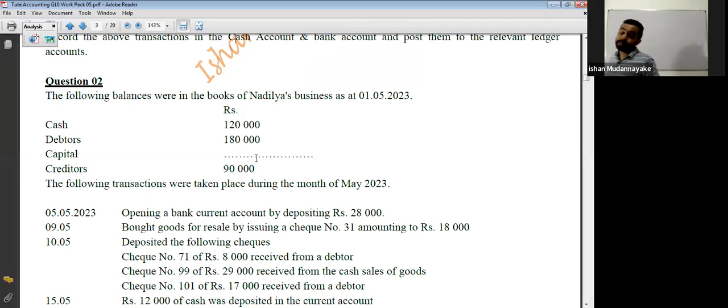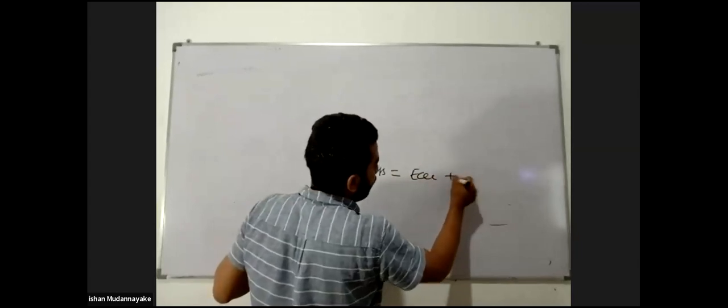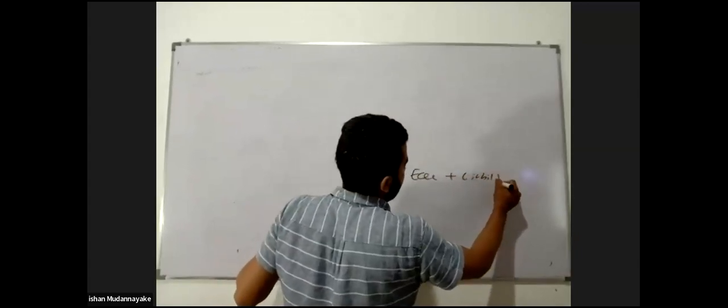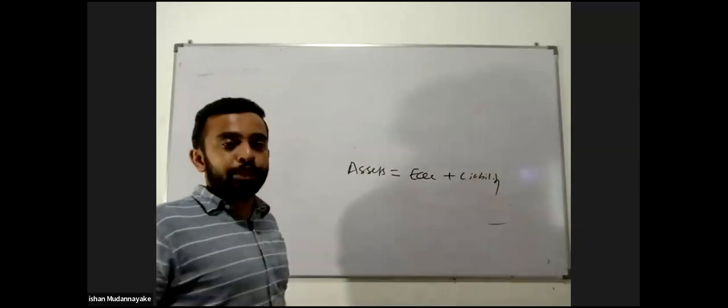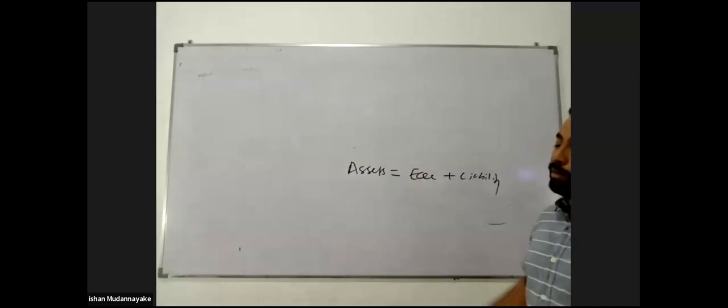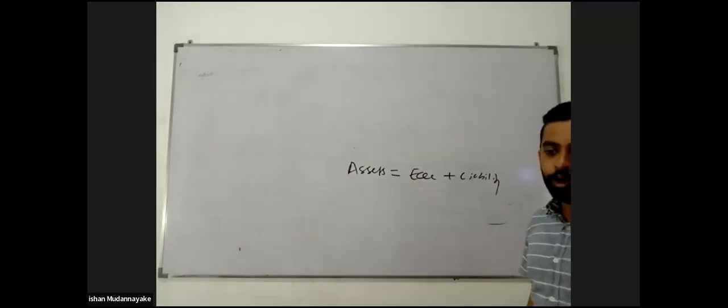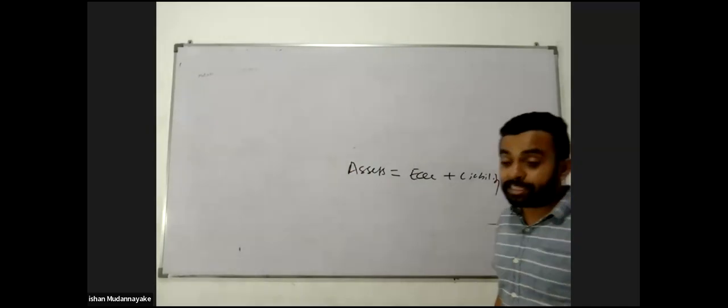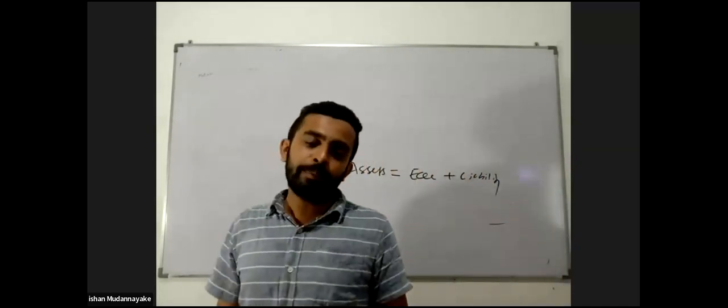These are the opening balances. These opening balances should be equal. Equal means what? Opening assets of the business organization should be equal to opening equity and opening liability. Opening balance should be equal means opening assets of the business should be equal to opening equity and opening liability.